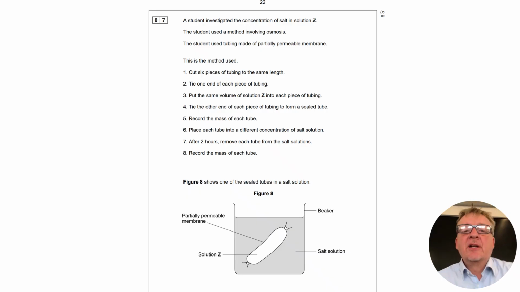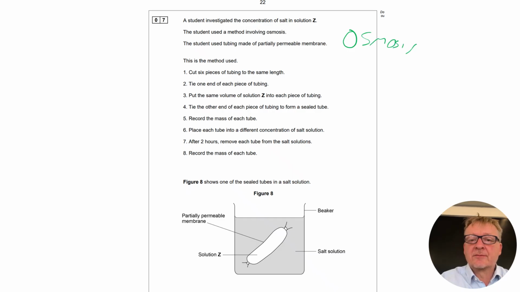Question number 7. A student investigated the concentration of salt in solution Z. I feel osmosis coming on. The student used a method involving osmosis. The student used tubing made from a partially permeable membrane. That stuff there is called Visking membrane. It looks like a sausage.